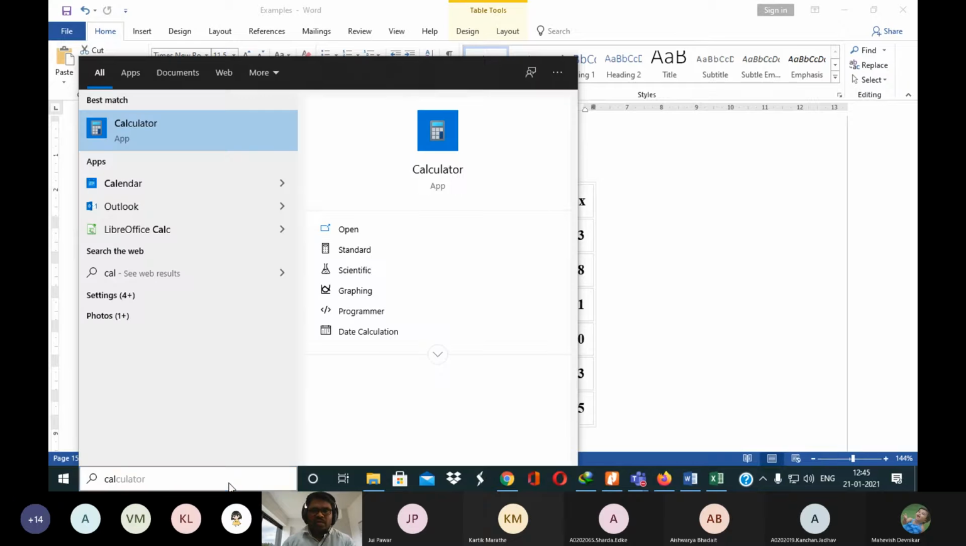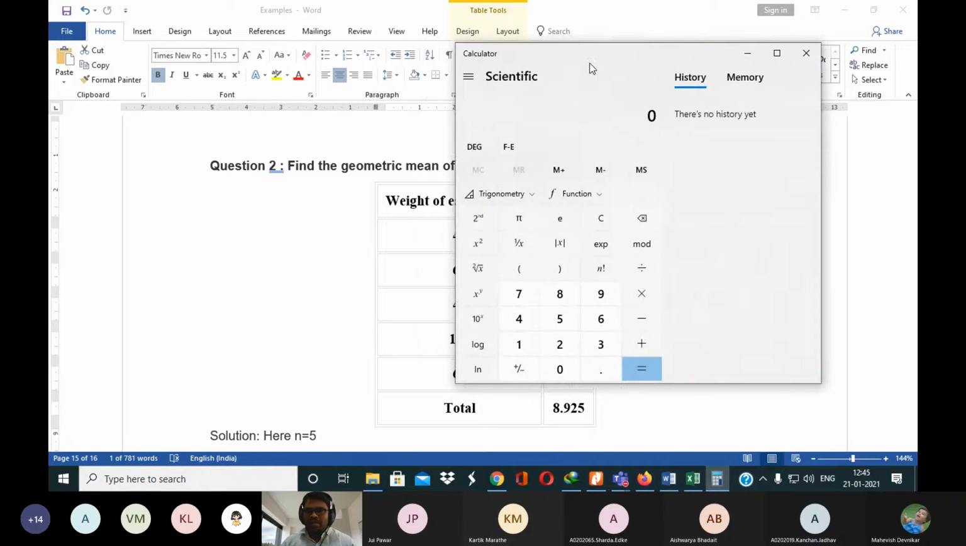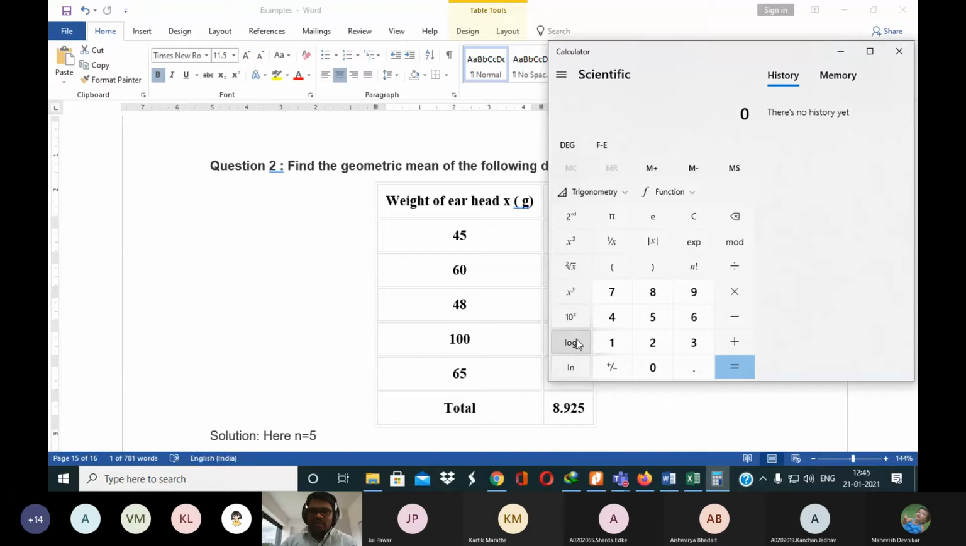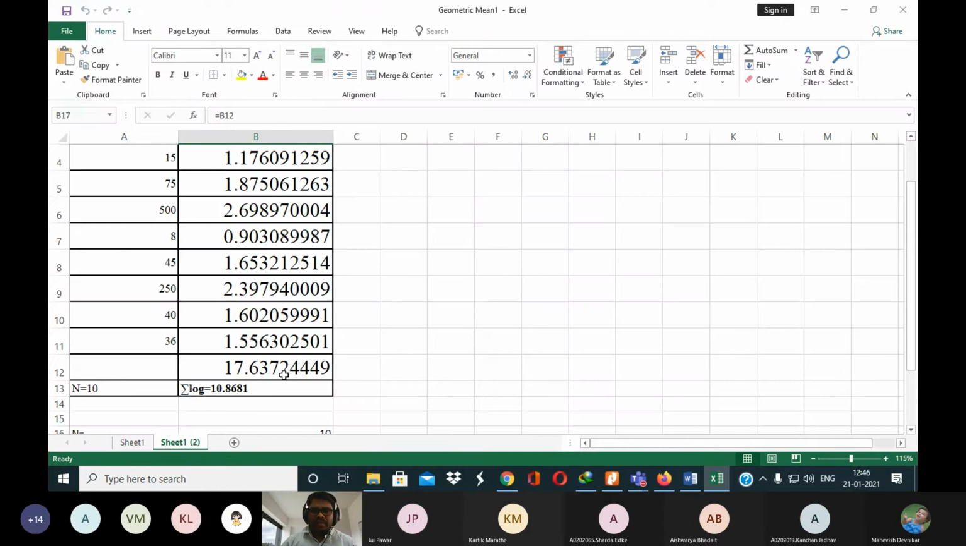To get the log of x value, you need to use either a logarithmic table or a calculator. Within a scientific calculator, you can see there is an option, log. First write the number, for example 45. So the log of 45 is 1.6532. Otherwise, if you have Excel, you go to Excel.